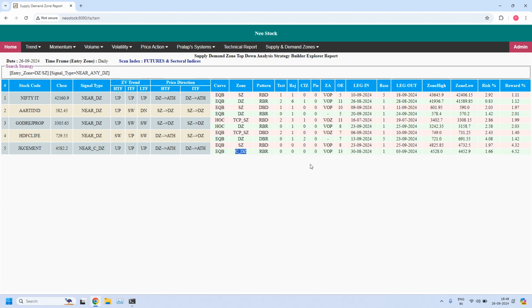You need to fine tune up to the 5 minutes time frame. If you can find a fresh fine tuned 5 minute zone, you can plan a trade. Otherwise, there are higher chances the zone might be violated.